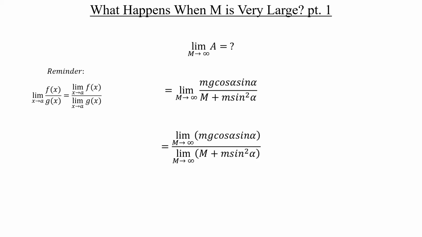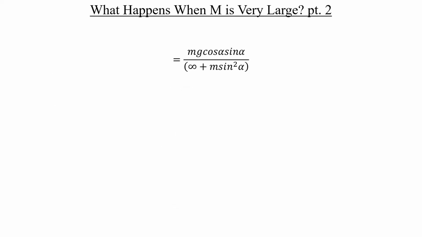Upstairs, there's no capital M's to be found, so the numerator doesn't care in the slightest about capital M going to infinity. It remains the same, just like this. Downstairs, we're free now to replace capital M with infinity and see what happens. It looks like we're adding a finite number here to infinity, which is still infinity. In fact, we can rewrite the entire denominator as such.